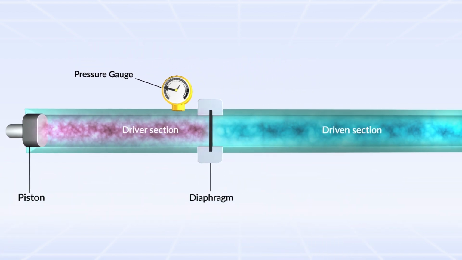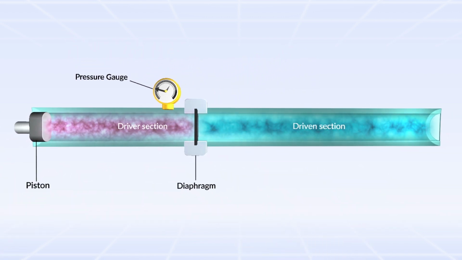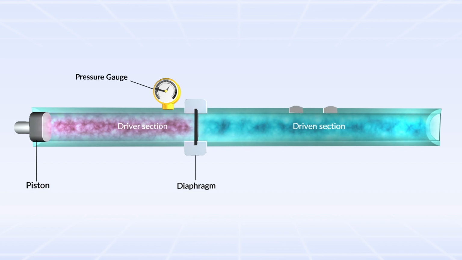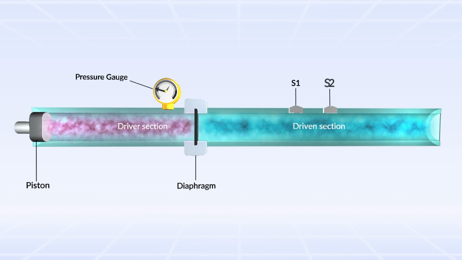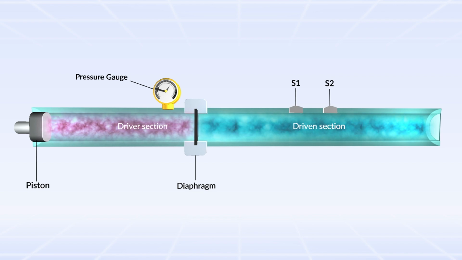Finally, I want you to look to your right, that is atop the driven section. Those two transducers are nothing but the shock wave sensors. This completes the schematic layout of Reddy's tube. Moving ahead, I'll tell you about the function of each component in this device and also explain its working. Now let's see how Reddy's tube works.